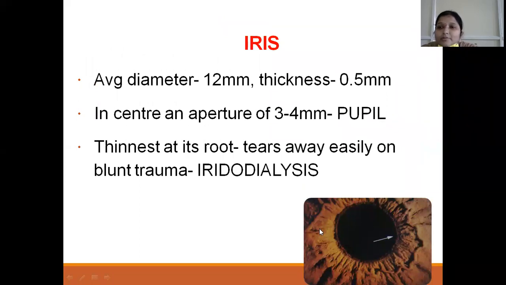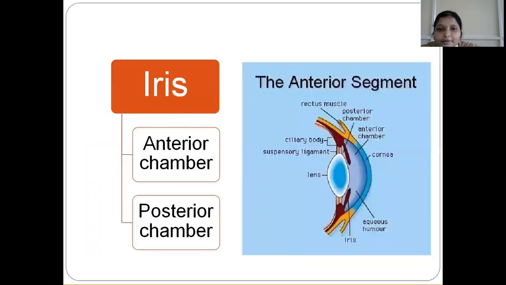The average diameter of the iris is 12 mm and thickness is about 0.5 mm. It is thickest at the collarette, that is the zigzag line, and it is thinnest at the iris root, that is at the insertion into the ciliary body. Because of the thinning at the iris root, in case of any blunt trauma, it gets torn away easily at the iris root. This is called iridodialysis.